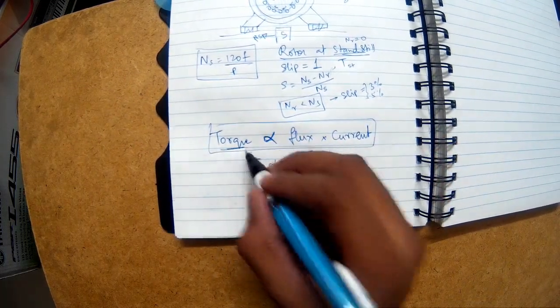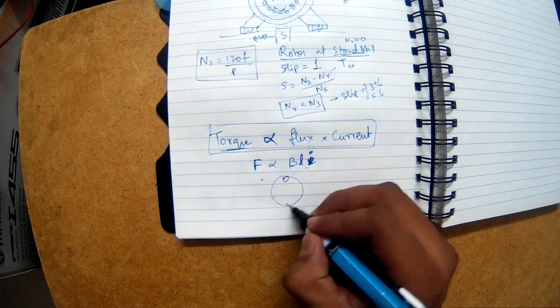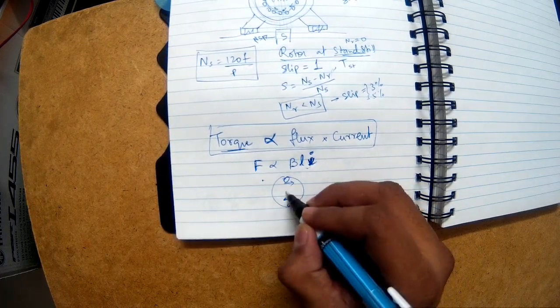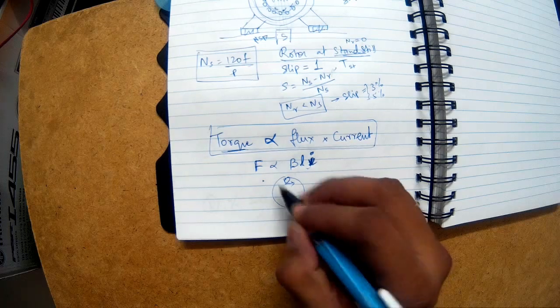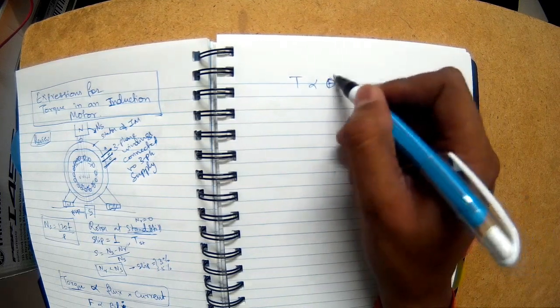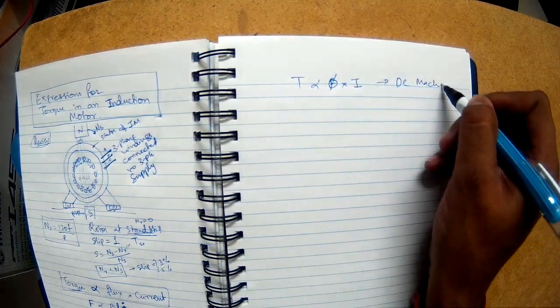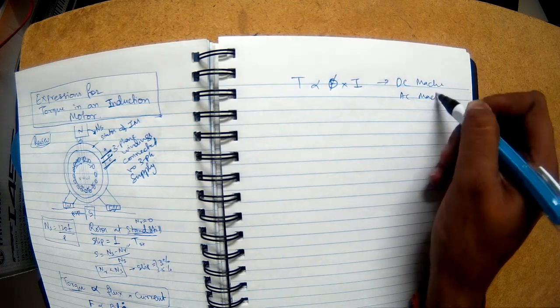Why am I saying torque? This is a linear force, whereas in a motor, two forces will act opposite each other around a fixed point, so it becomes a torque. So the point is, torque is proportional to flux into current, phi into I. This is the case in DC machines and also in AC machines.